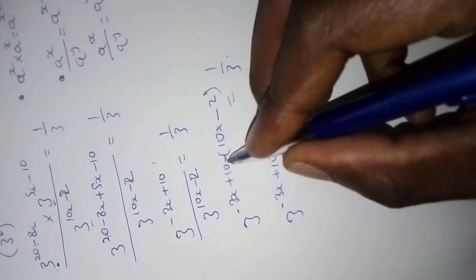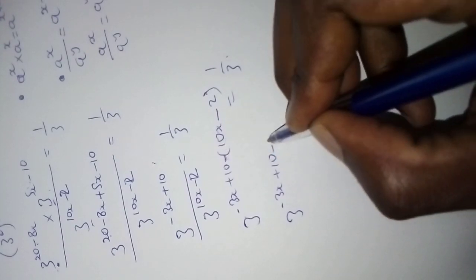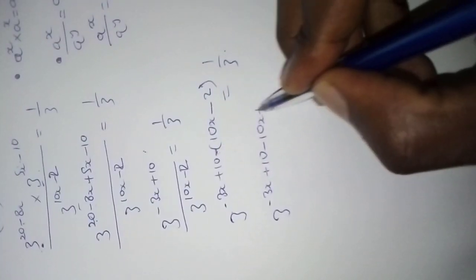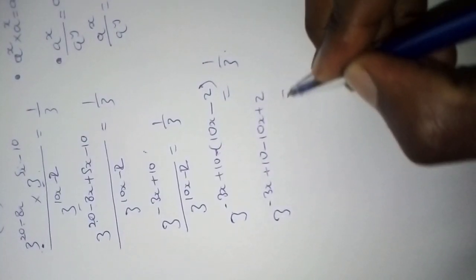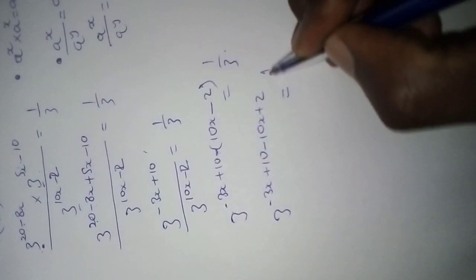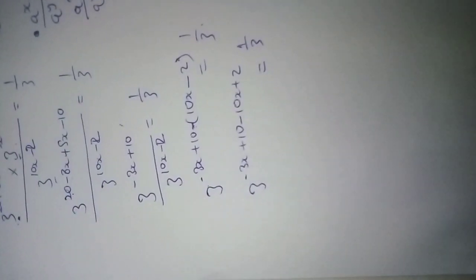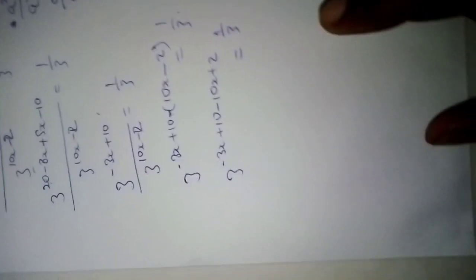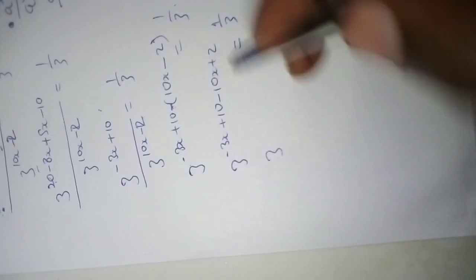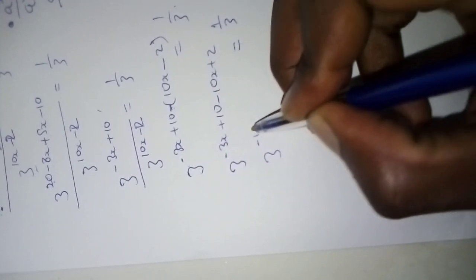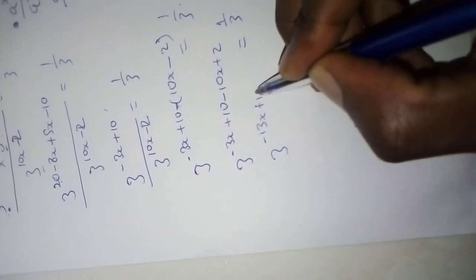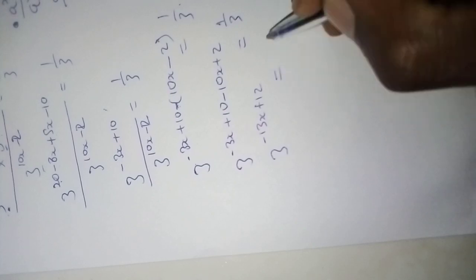So now negative times 10x, that's going to give us negative 10x, and negative times a negative 2, that's going to give us a positive 2. Remember, a negative multiplied by a negative gives you a positive value. Now that's awesome, right? So now from here we add or subtract like terms. Now we have negative 3x and negative 10x, so that's going to give you a negative 13x. 10 plus 2, that's going to give you a positive 12. It's equal to 1 over 3.